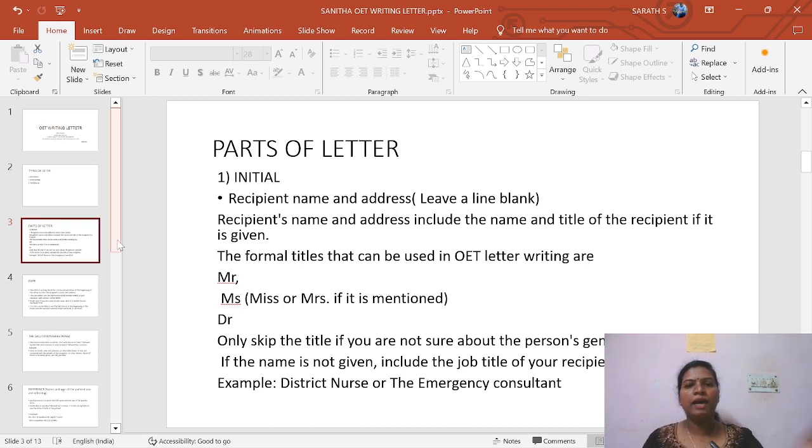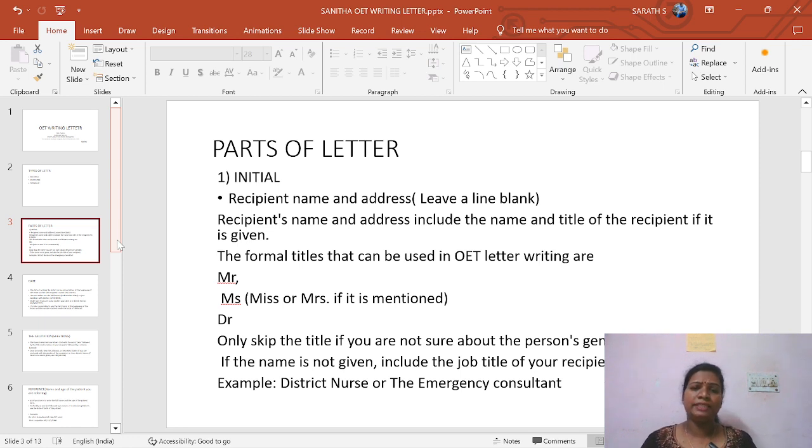The first part of the letter is the recipient name and address. Who is receiving the letter, you have to write the recipient name and address. After that you have to leave a line. The recipient name and address include the name and title of the recipient if it is given.